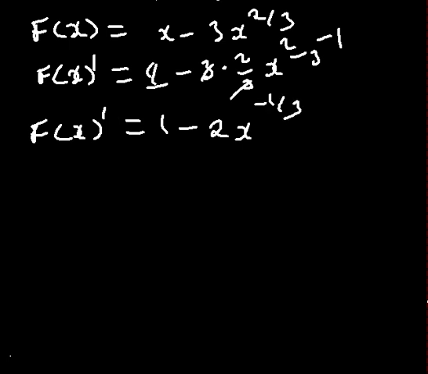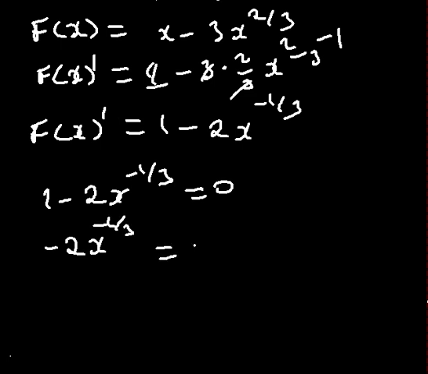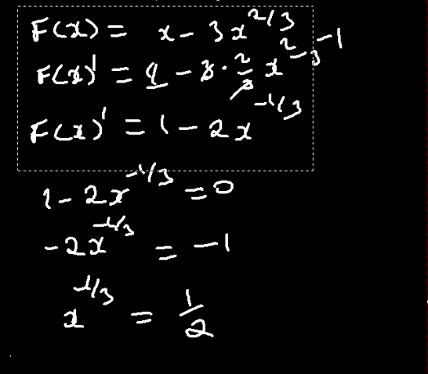Of which we have to equate this to 0. We have it as 1 minus 2x to the power negative 1 over 3, which is equal to 0. Now from there we have to transfer this to the other side. What you can have is negative 2x to the power negative 1 over 3, which is equal to negative 1. And thus we should have x to the power negative 1 over 3 equal to half.